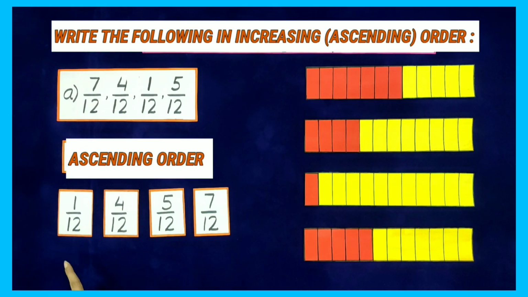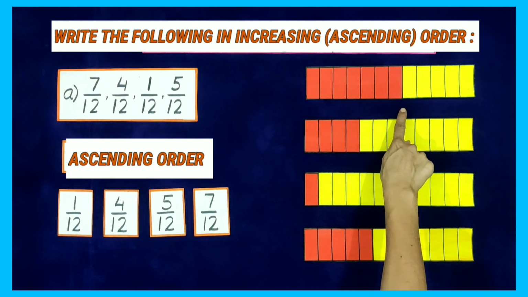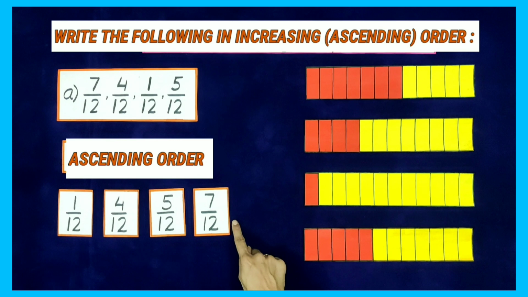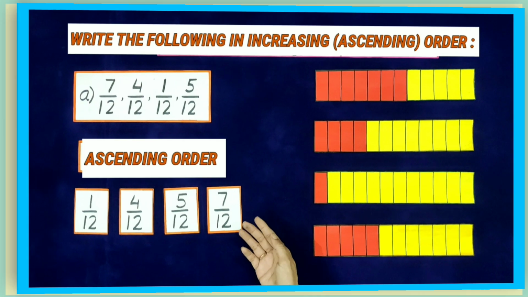So we have learned that when denominators of the fractions are equal, the fraction with the smallest numerator is the smallest fraction and is kept at first place in the ascending order, and the fraction with the largest numerator is the largest fraction and is kept at last in the ascending order.